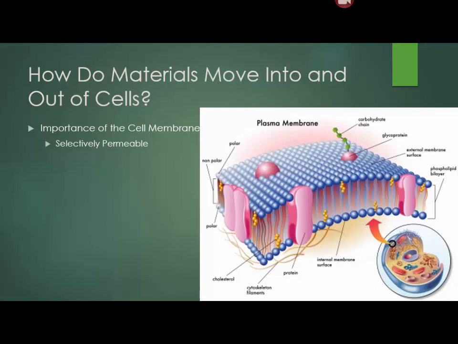Some materials move freely across the cell membrane. Others move less freely or not at all. The cell membrane is selectively permeable, which means that some substances can cross the membrane while others cannot. Substances that can move into and out of a cell do so by means of one of two processes: passive transport or active transport.